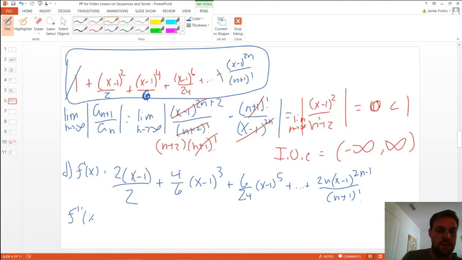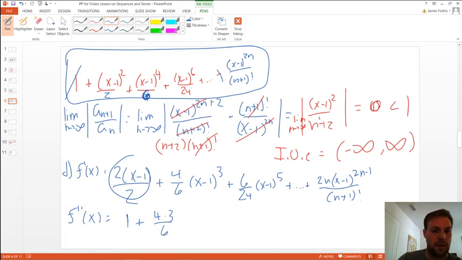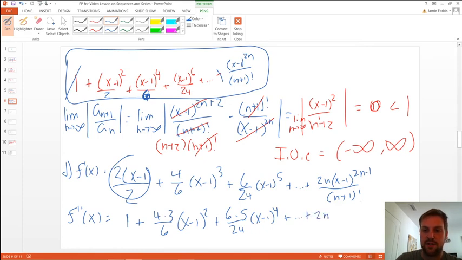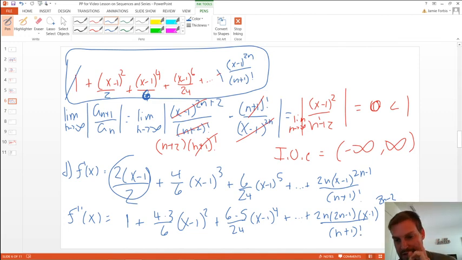And now the second derivative is going to be equal to, the derivative of this is just 1, plus 4 times 3 over 6 times x minus 1 squared, plus 6 times 5 over 24 times x minus 1 to the fourth, plus dot dot dot plus. If I take that derivative, that's 2n times 2n minus 1 times x minus 1 to the 2n minus 2 power, after doing the power rule, all divided by n plus 1 factorial. So there's my second derivative. And we have points of inflection where this is equal to 0 for x.